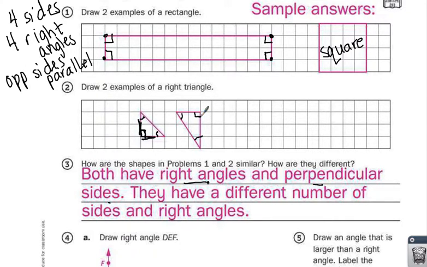They're different because they have a different number of sides. Triangles have 3, rectangles have 4. They also have a different number of right angles. Right triangles only have 1, and rectangles have 4.